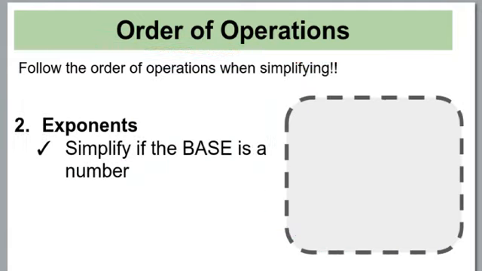The next step is exponents. With what we're doing right now, you won't really see anything crazy with exponents. You'll really only see them when you're combining like terms. We'll handle operations with exponents later. For right now, what you need to remember is you can only simplify if the base is a number. This does not change. It's just that right now, you won't have to worry about exponents so much.